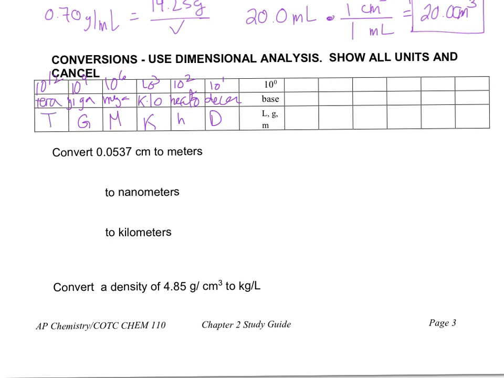capital T. On the other side, to the right, that gets smaller, so 10 to the negative 1, that would be a deci, lowercase d. So if you have a decimeter, that means you have 1/10 of a meter. That's a negative there. It's hard to see it. 10 to the negative 2, that is a centi, lowercase c. So a centimeter means you have 1/100th of a meter.